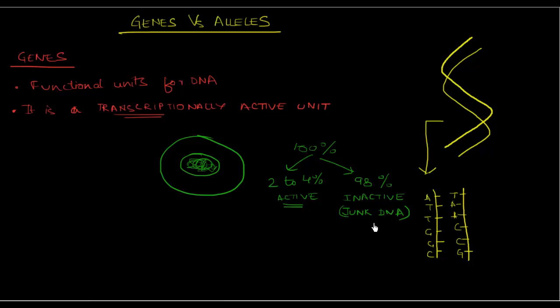Now we have some specific terms assigned to the active and the inactive part of the DNA. The part of the chromatin which is active is referred to as, let me just change the color, the part of the DNA which is active is referred to as euchromatin. Whereas the part of the DNA which remains inactive, or what we call the junk DNA, is known as heterochromatin.